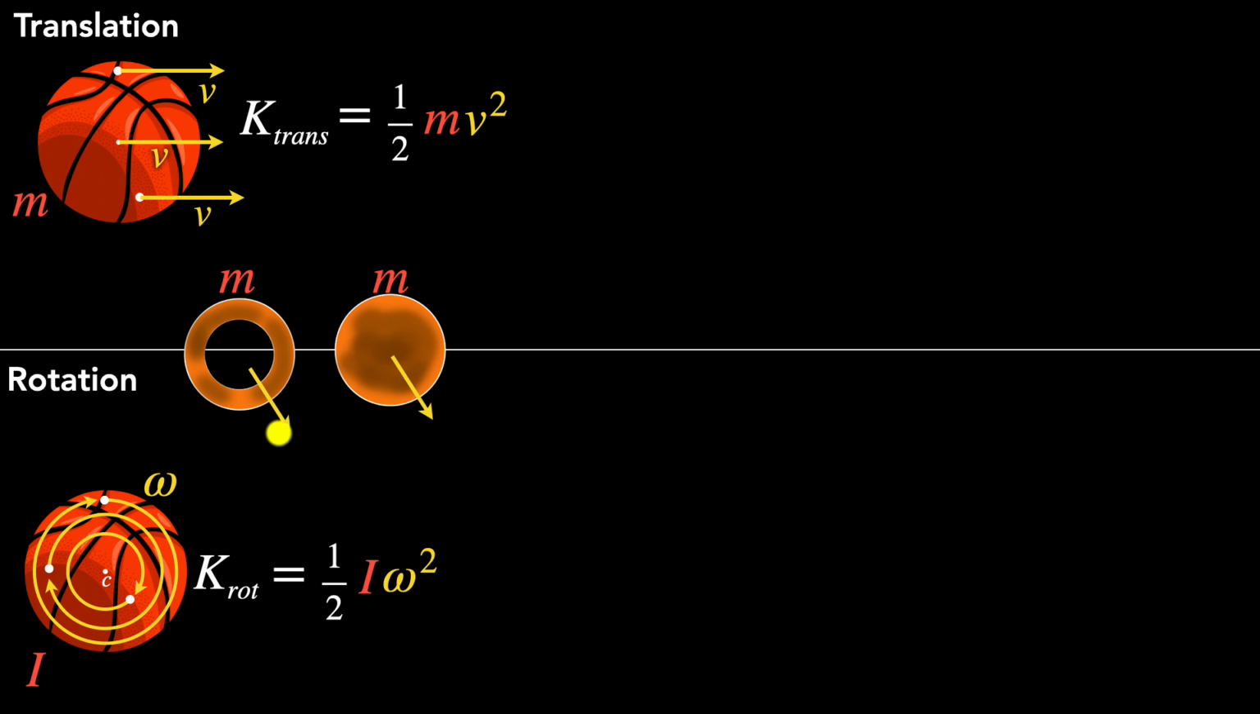But now, let's say they're undergoing rotational motion. In fact, let's assume they're spinning with the exact same angular speeds, okay? So they have the same mass, they have the same angular speed. Would they have the same kinetic energy now? No, because when it comes to rotation, it's not the mass that matters, it's the rotational inertia that matters.